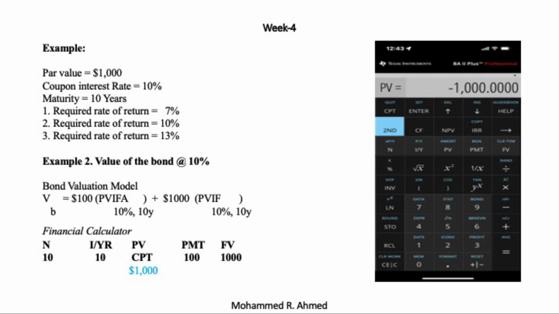Let's look at the second example. In this example, we are going to use 10% as the required rate. And we're going to go through the same steps. We're going to enter the 100 as the interest and 1000 as the par value. And interest rate is 10%, it's for 10 years. And using a calculator, compute the present value. When you compute the present value, the value is 1000, which is same as the par value. And the reason it's the same is because the required rate, the current rate of the similar risk bonds and the bond you're holding is 10%, and that's why it is $1,000.